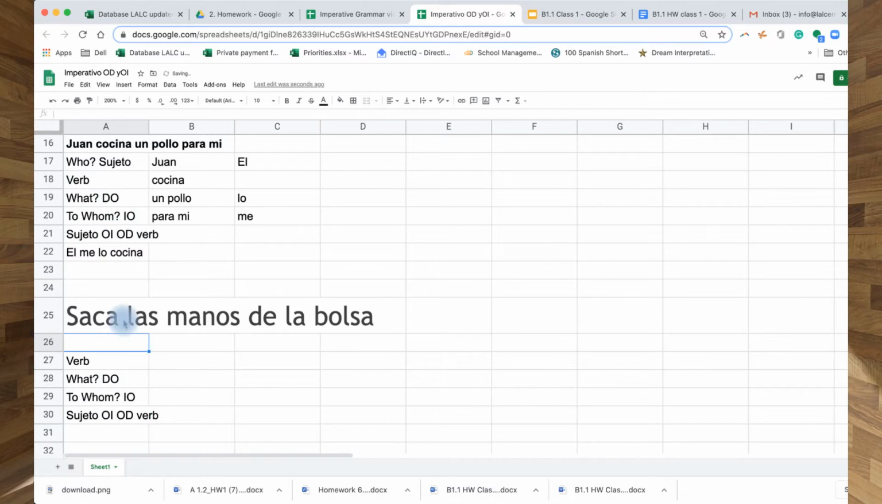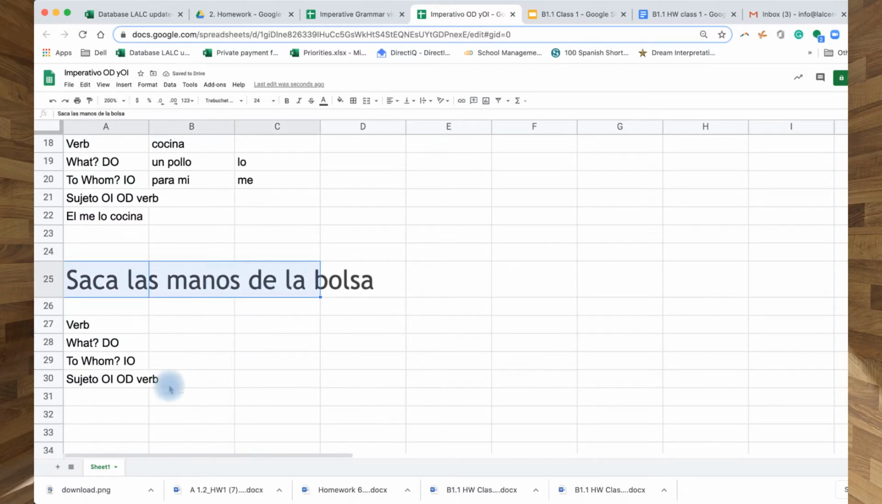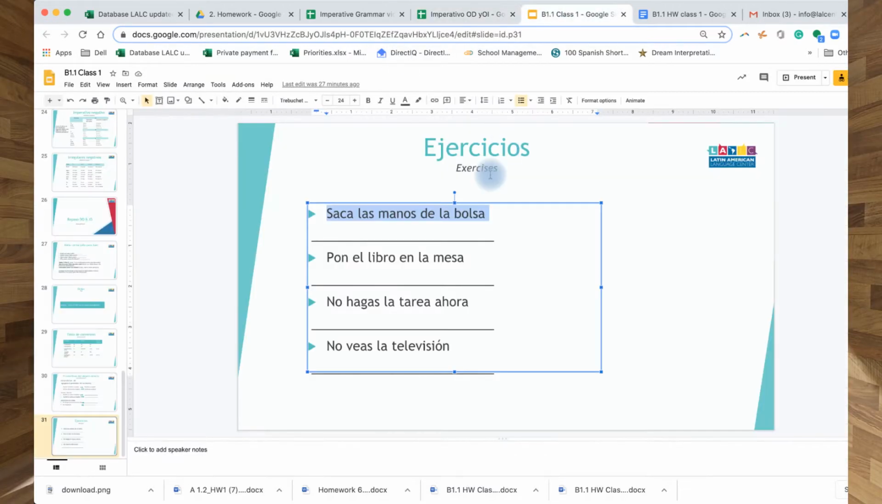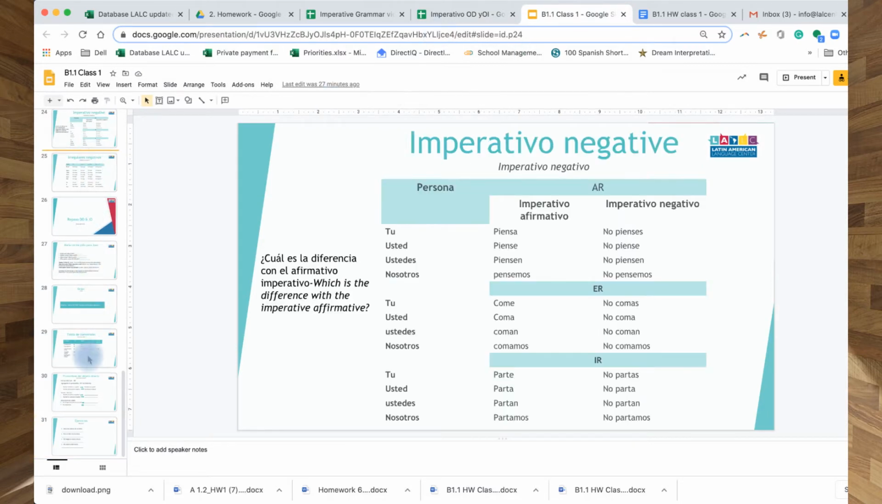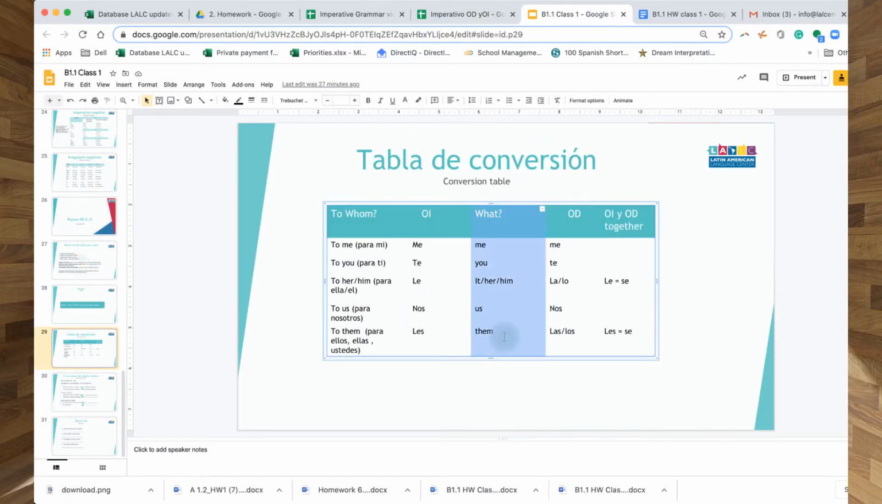So saca is the verb. What? Las manos, from the bag, but there's no "to whom," there's nothing, right? And who does the verb? Tú, because tú saca. The sujeto es tú. Generally you put las manos, remember, is a direct object. So you go to the table of conversion, and it's an object, "it," but in plural, so it will be las.